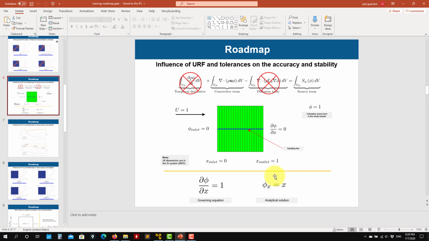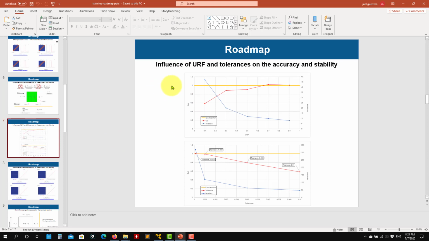I love this kind of problem where we have analytical solutions or manufactured solutions, because you can do a lot of things. So let's play a little bit with this case. We can put into practice all the knowledge that we acquired in the two previous tutorials, but specifically here we're going to work on steady simulations, the under-relaxation factors, and also the influence of the tolerances on the solution. When we run this case, at the outlet we are going to measure the solution, and it should be 1. Now look at the influence of the under-relaxation factors on the solution.